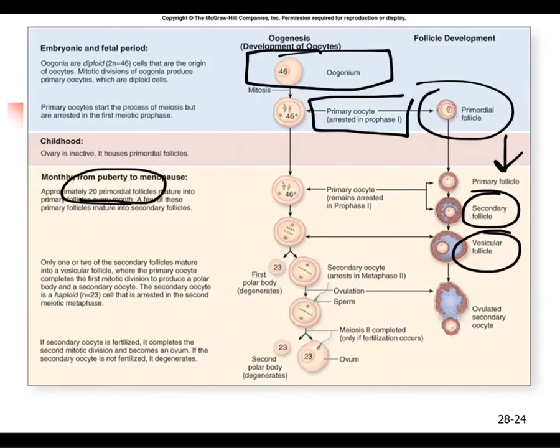I'm not going to ask you which one's which in a picture, right? They're all follicles. And I had a hard time following that slide.